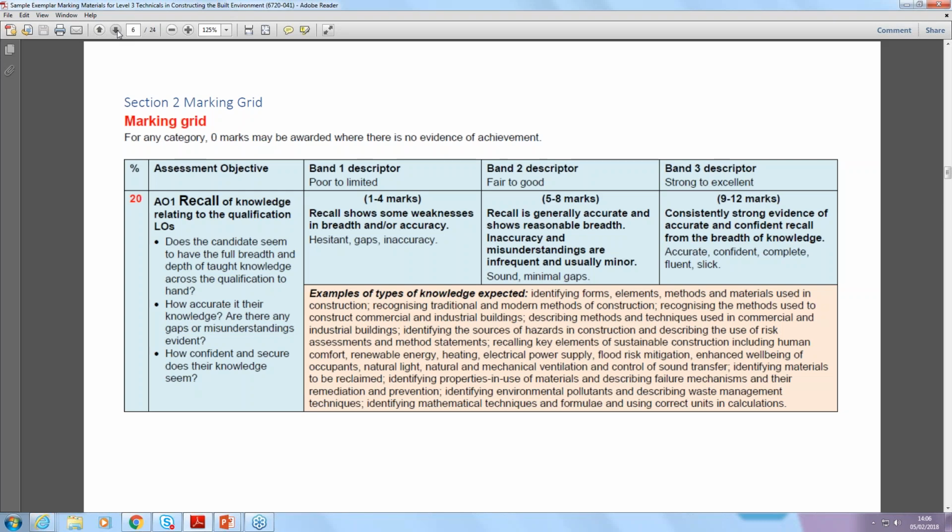So at the minute on the screen you'll see the marking grid, and this is the marking grid that's used to mark the synoptic assessment. This is the marking grid from this year, as Julian's already said, and we will look at that in more detail later on, but just to draw your attention to the fact that there are 5 assessment objectives this year you're marking against. The weighting for each assessment objective is on the left-hand side, and then there are generic band descriptors across 3 levels for each assessment objective.